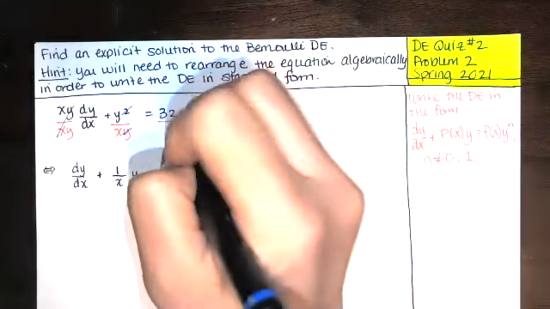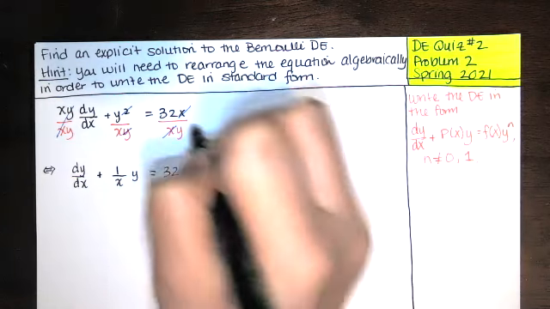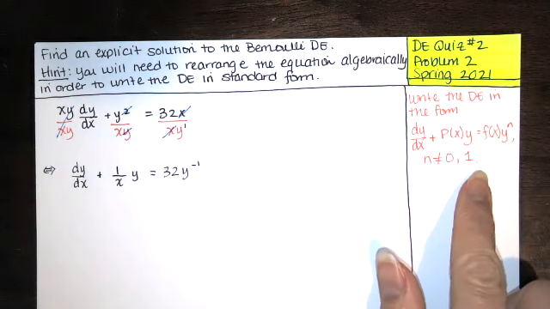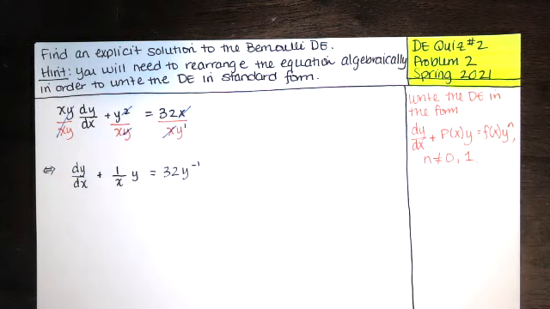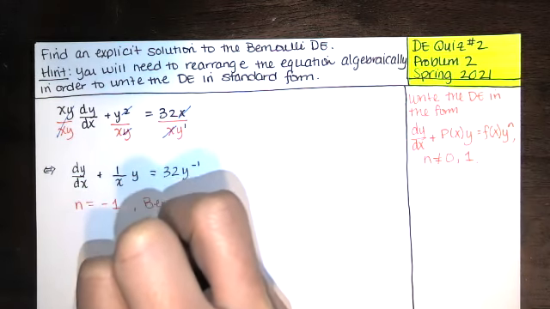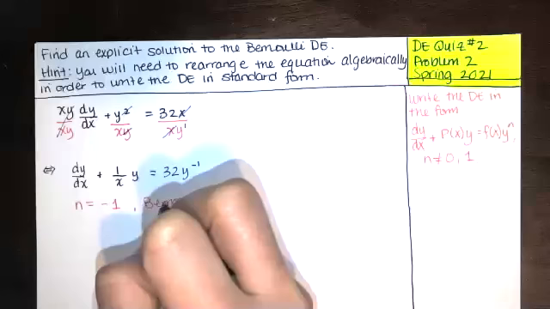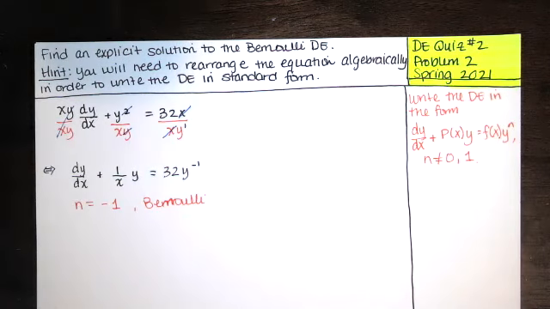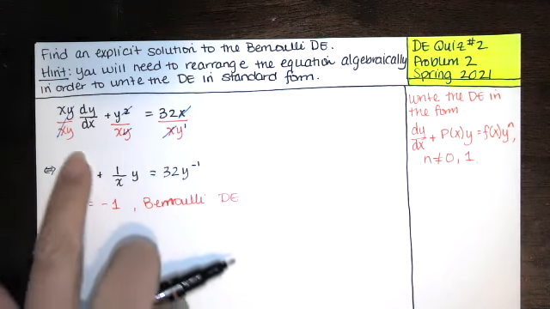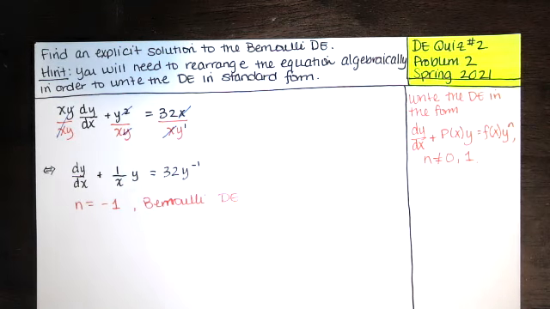And then over here, the x's reduce. And then we have 32 divided by y. Or if you prefer, you can bring that y up to the numerator, call that y to the negative 1. And then this fits this form. Here, n is equal to negative 1. And we have a Bernoulli differential equation. So we've got the derivative plus a function of x times y equals a function of x times y to the nth, where n is negative one.